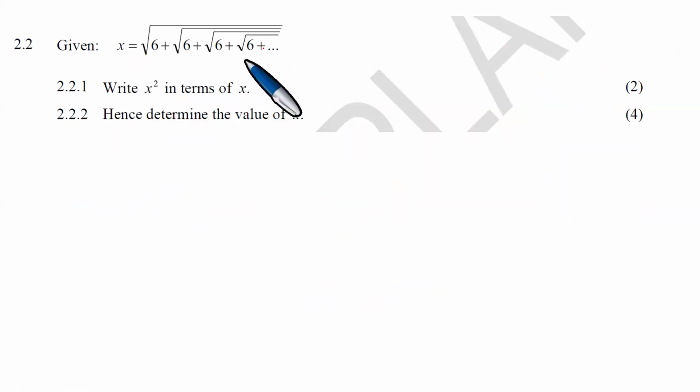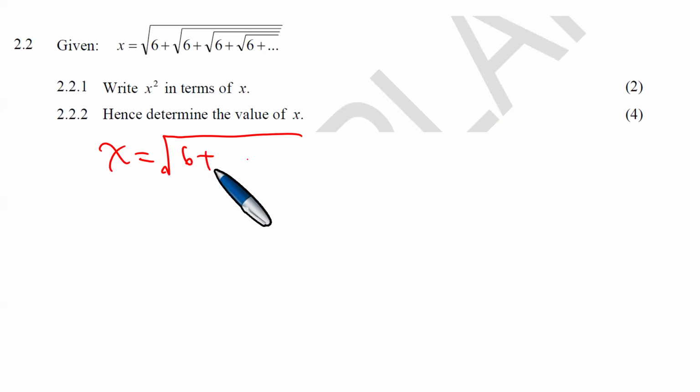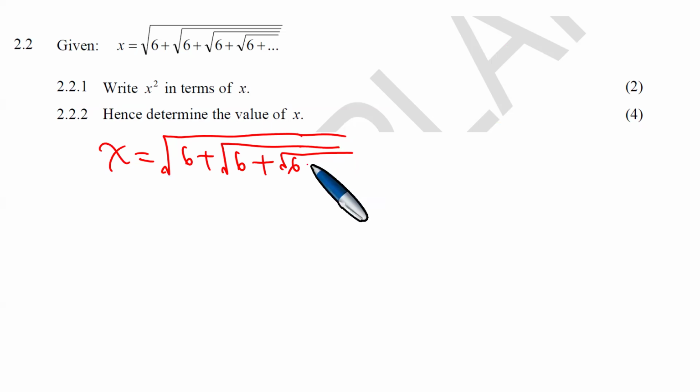This one is about the radicals, and let's deal with the radicals with much ease and simplicity. Now they're saying write x squared in terms of x. So obviously what we have is that x itself is the square root of 6 plus the square root of 6 plus the square root of 6 plus the square root of 6, and so on.